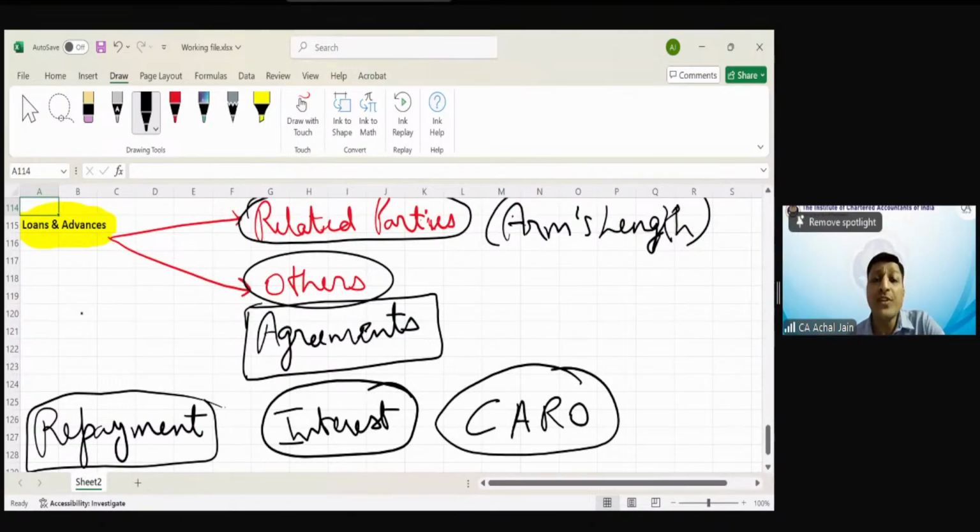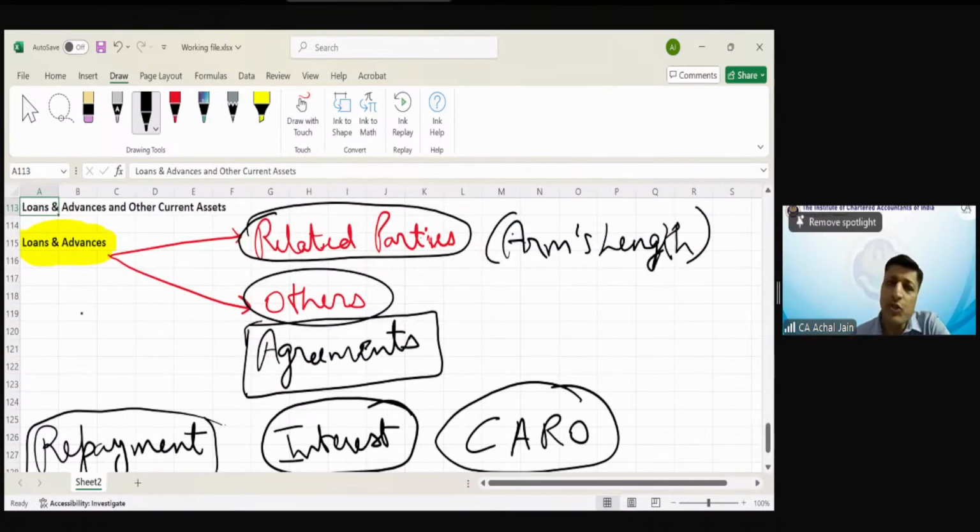Okay, so Caro requires you to take care of certain aspects around it. Means the purposes for which the loans and advances are given. Whether those purposes are anything which are against the interest of the company or not. Okay, whether these are given for long-term purposes or short-term purposes. Then of course the classification requirement, whether these are long-term or short-term, and whether these have been appropriately classified as long-term or short-term. Okay, so all of these aspects are required to be looked at.